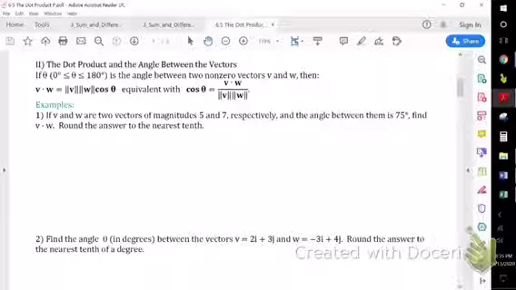And so all they did was, from that first equation that they gave us in this part, they just solved for cosine of theta. So it's not two different equations. It's just the same equation written two different ways.